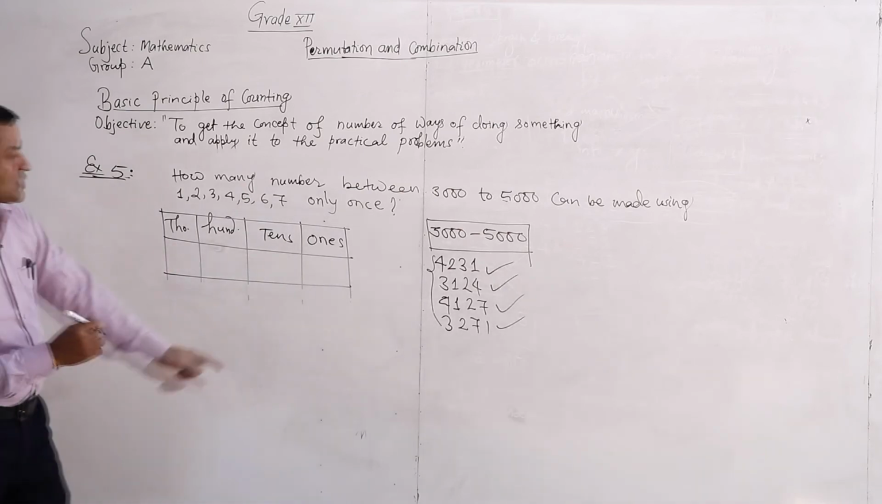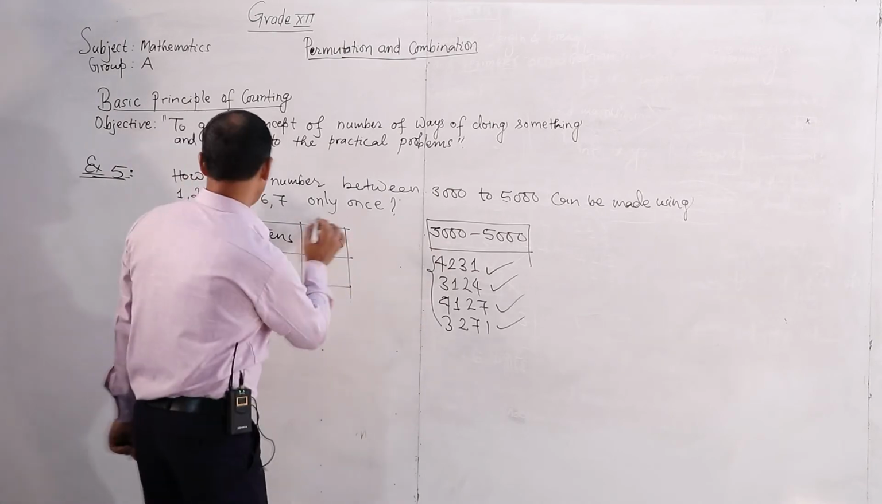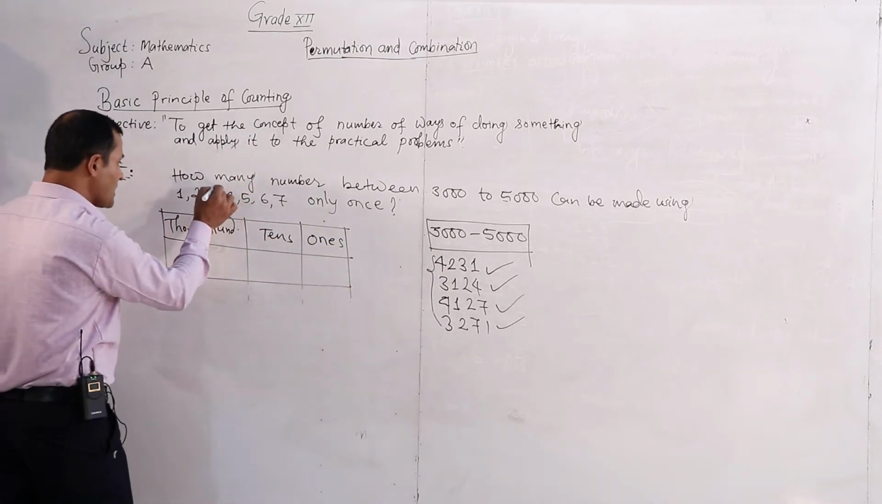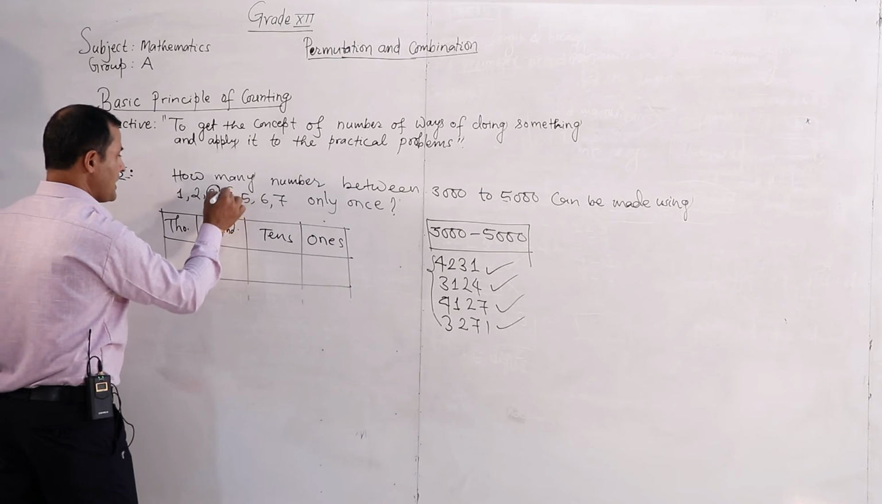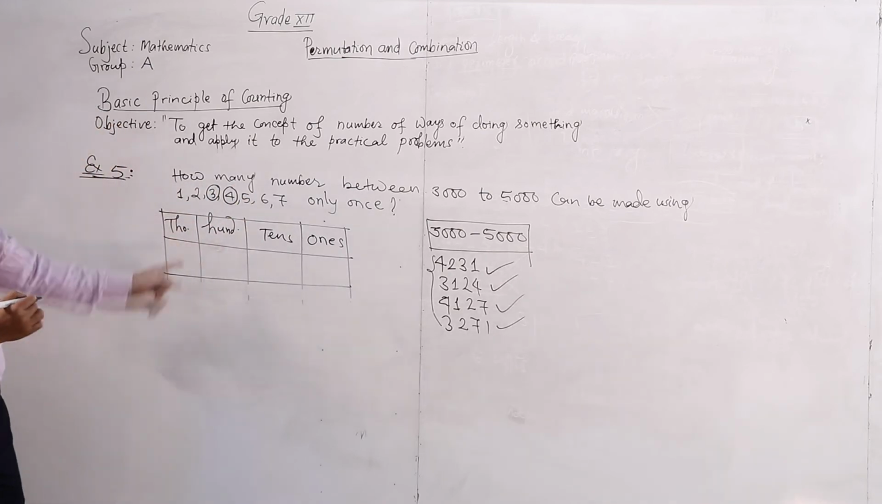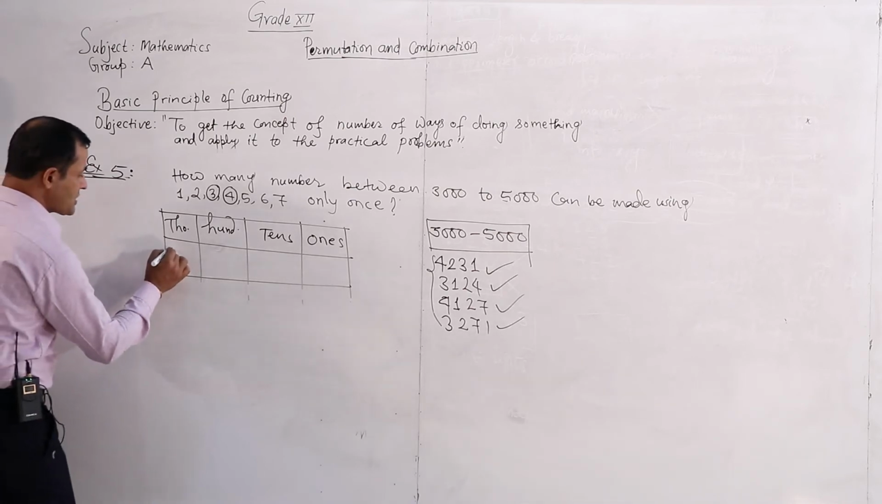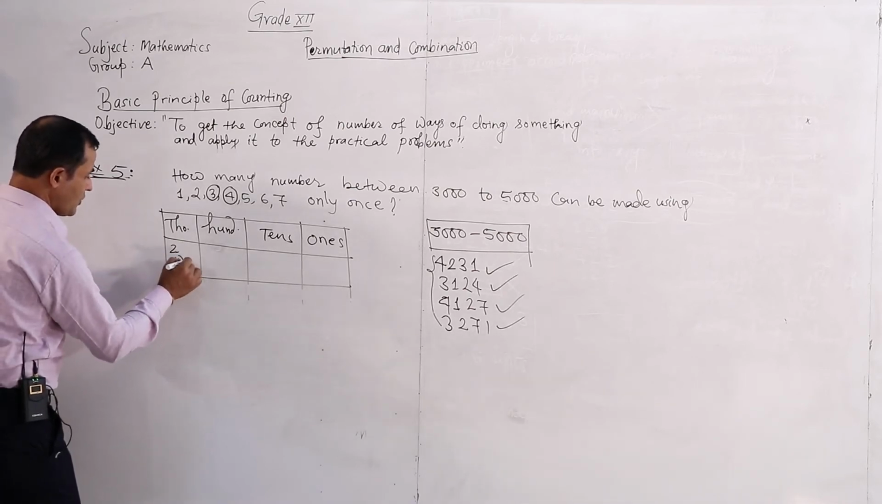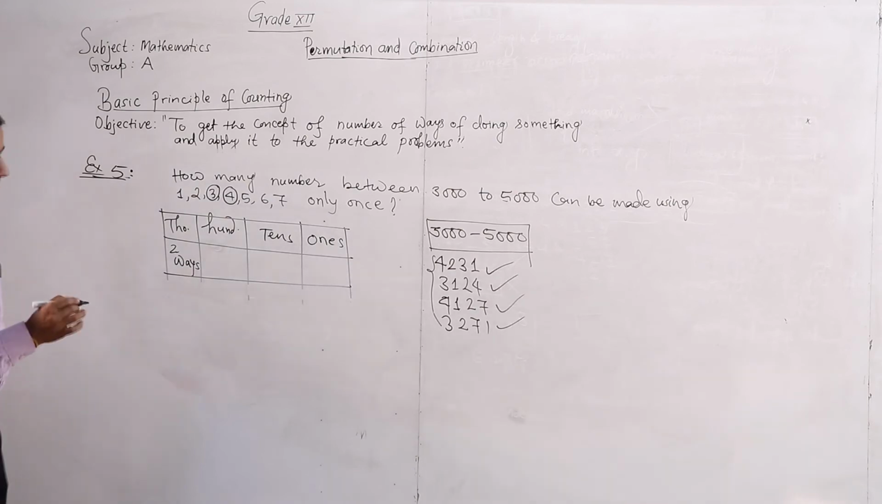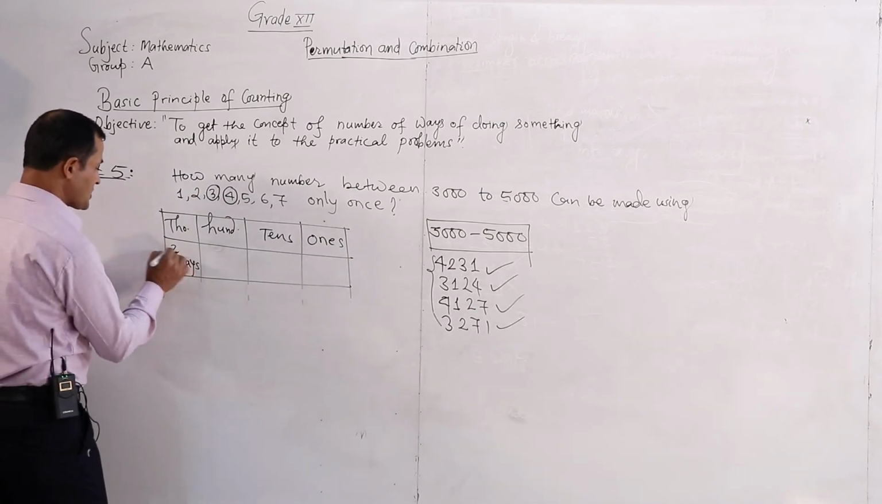Thousands place. How many choices do we have for the thousands place? We cannot put any digit except 3 or 4 in the thousands place. That's why, how many choices do we have? 2 ways. Ways or choices, whatever you write, okay? So thousands place: 2 ways.